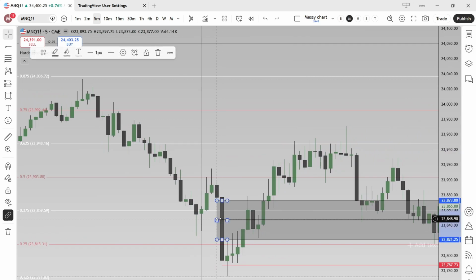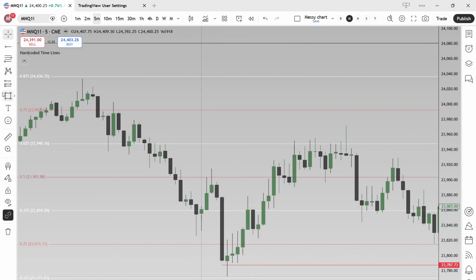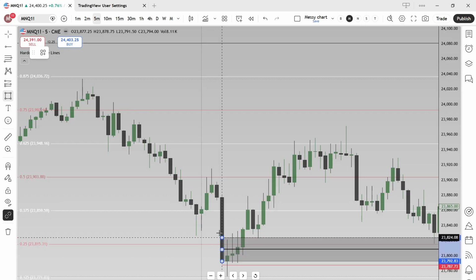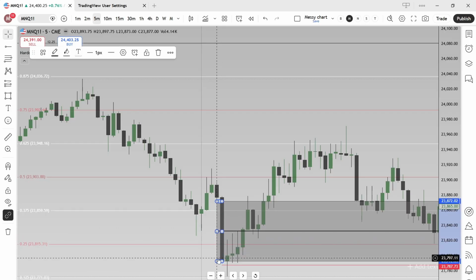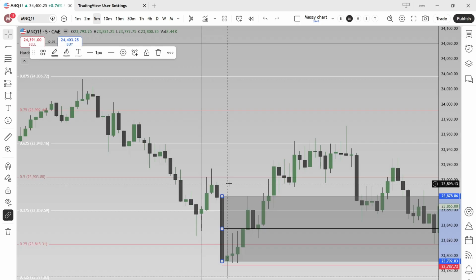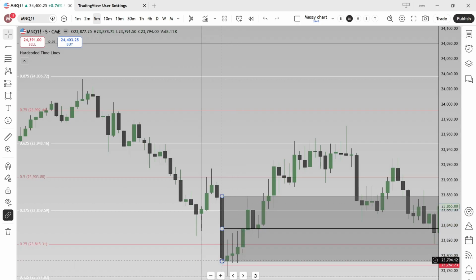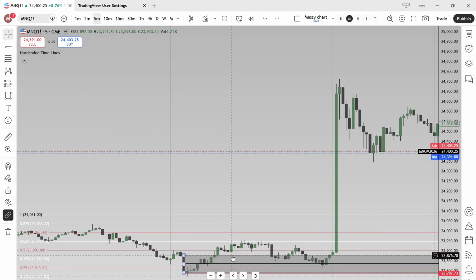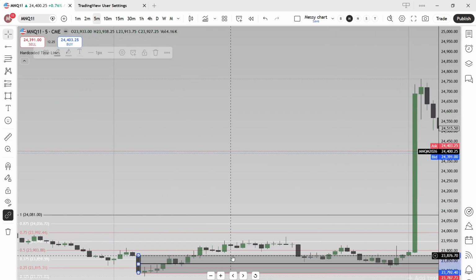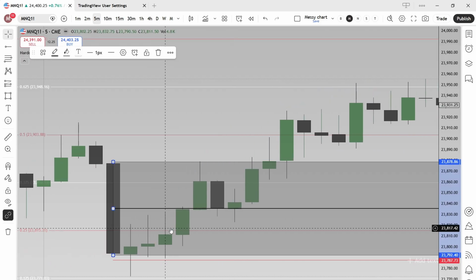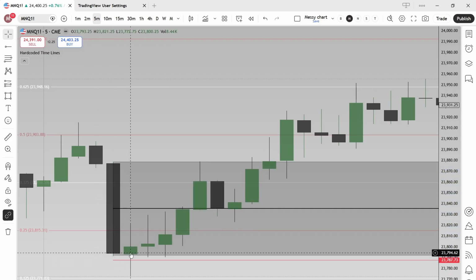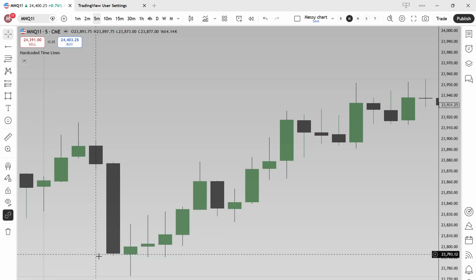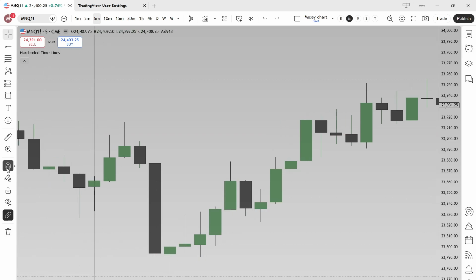And then for the breaker, you're going to do the same thing. Mark out your breaker, and stop loss 1 or 2 ticks below that. Same thing for all inefficiencies. You're going to find the candle of the inefficiency, and you're just going to put your stop loss 1 or 2 ticks below that. It's very simple, very easy to do, very easy to understand.